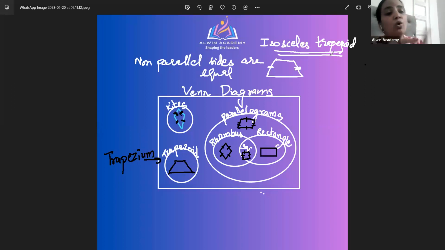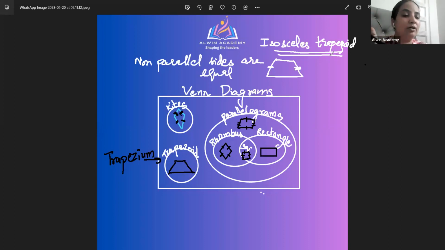Because in a rectangle all the angles are 90 degree each. But all the parallelograms, they don't have all the angles 90 degree, no? Like we have discussed with 60, 110 degree. So that means all the parallelograms are not rectangles, but all the rectangles, they are parallelograms.